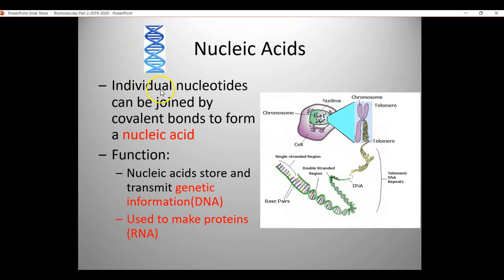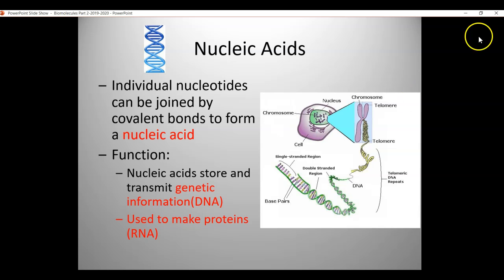Alright, nucleic acids. Individual nucleotides can be joined by covalent bonds to form a nucleic acid. The function of nucleic acids, there's 2 functions. They store and transmit genetic information, DNA and RNA, and use to make proteins, RNA. There's not much else that we'll get into right now on nucleic acids. We will go more in depth in what the function of nucleic acids are in our next unit in cells, function and structure, and then even deeper when we get into protein synthesis later on this semester.